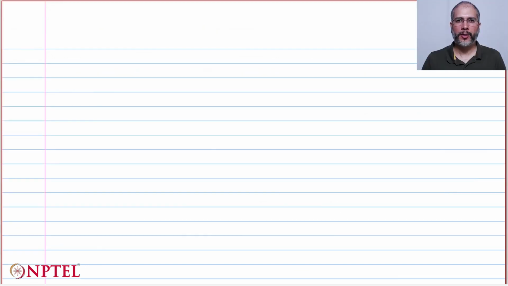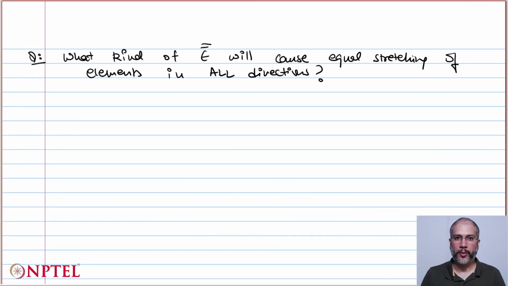Now let's move on to the next topic for today's discussion, and I'll start that discussion with a question. The question is, what kind of epsilon will cause an equal stretching of elements in all possible directions? That is, any direction you choose, the deformation results in the same stretch in that direction. What will be the mathematical nature of that epsilon?